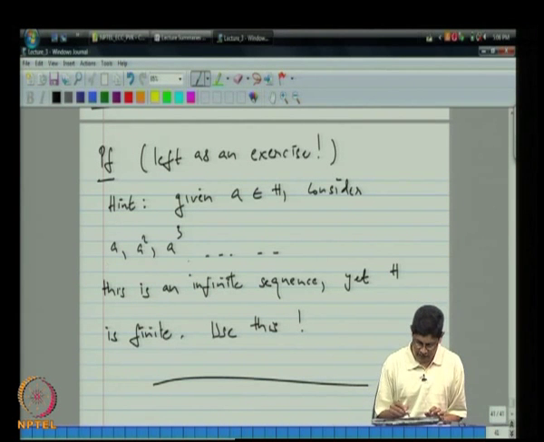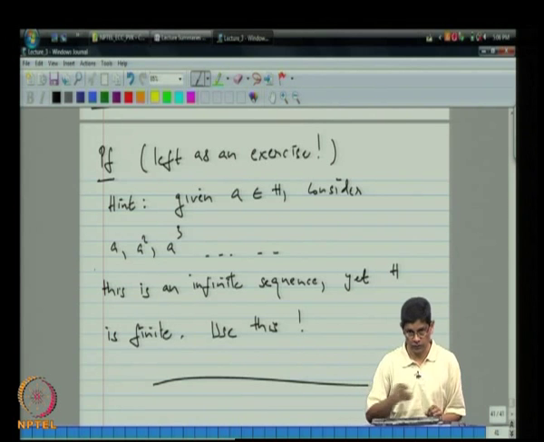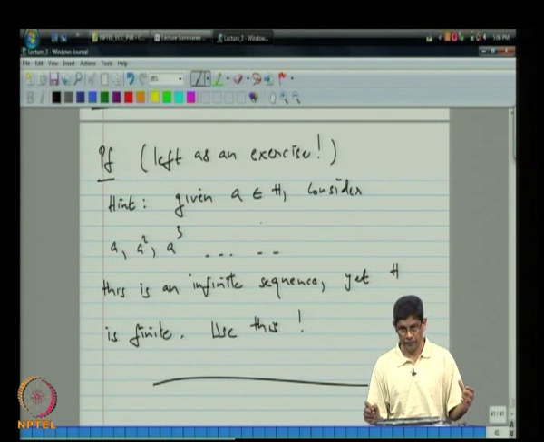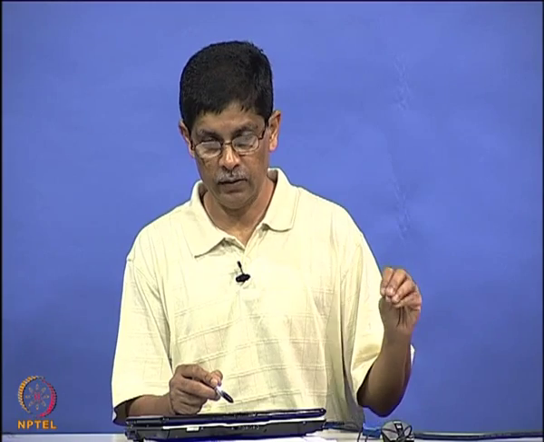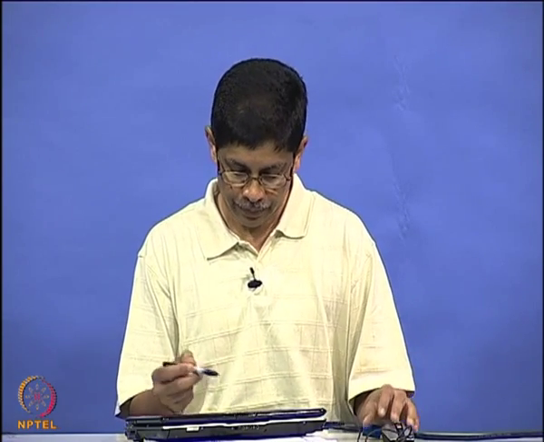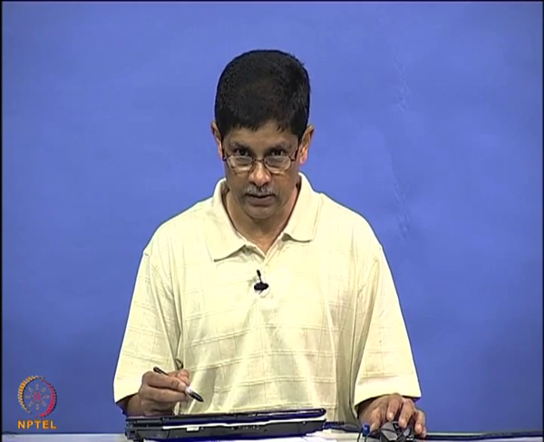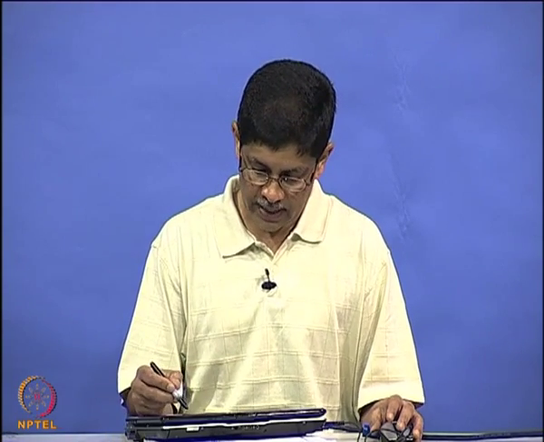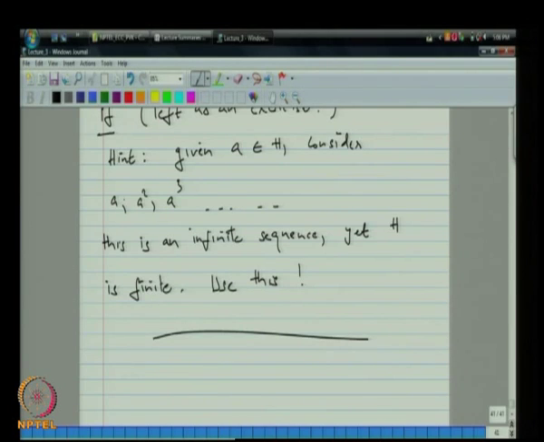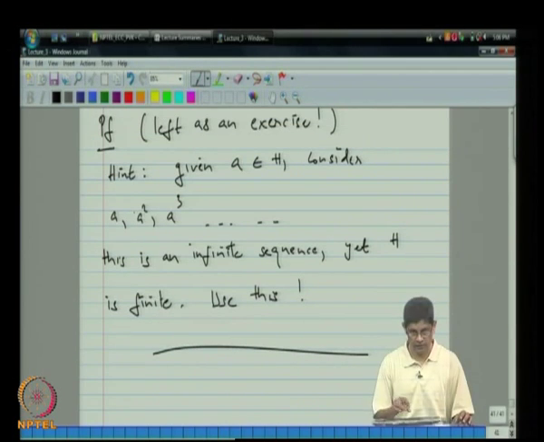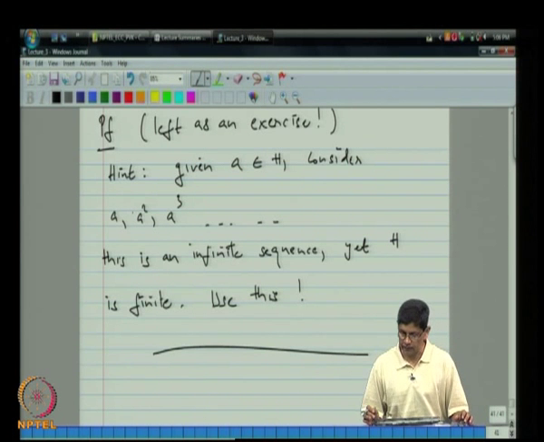Basically you look at the sequence A squared, A cubed, and so on, which goes on to infinity, but all the elements belong to H, because we know that H has the property that if A, B belongs to H, then A times B belongs. So, in particular, if A is equal to B, then A squared belongs, A cubed belongs, A to the 4 belongs, and so on. And this is an infinite sequence, but on the other hand, since H is finite, there must be some repetition in this sequence, and you should be able to use that.